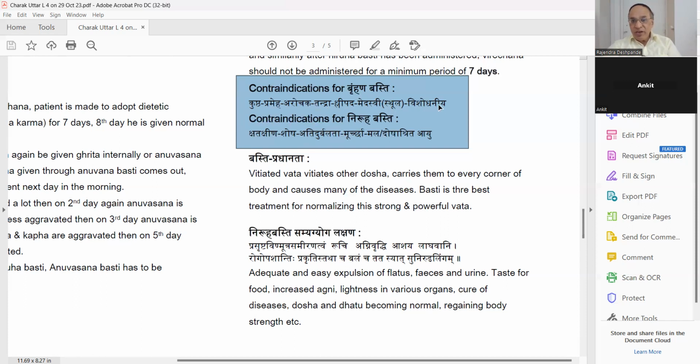And where purification has to be done, you cannot use the Bruhan Basti. Bruhan Basti can be given here. Now I am saying contraindication of Niruha Basti. Here we cannot use the Niruha because it is very strong, irritating. Shatakshina, tuberculosis, cancer, very weak, loss of weight, shosh, dhatu shosh. Okay, ati durbalata, very weakness, murcha, giddiness, and mala dosh ashrita vayu prakop is there. Don't give Niruha Basti. You need the nourishment in these cases.